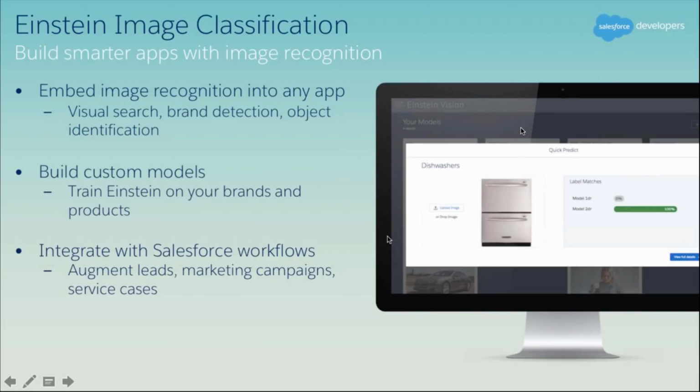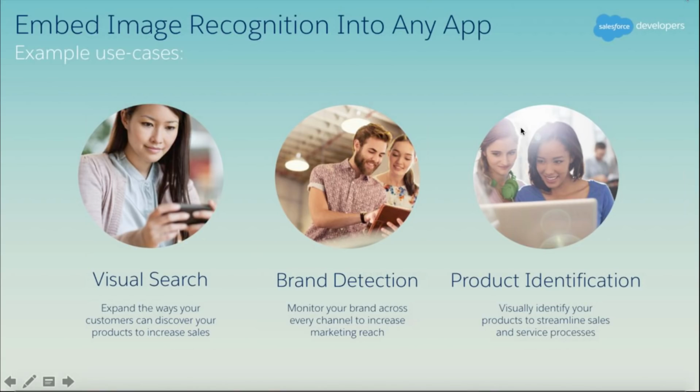Now, we're seeing customers use Einstein image classification across a lot of use cases. So we're seeing it being used for visual search, expanding the way customers are discovering or finding your products to increase sales, for example. We're seeing customers use it for brand detection, so monitoring of social media, as well as product identification, so streamlining sales or service processes with that added ability to recognize your products and images.